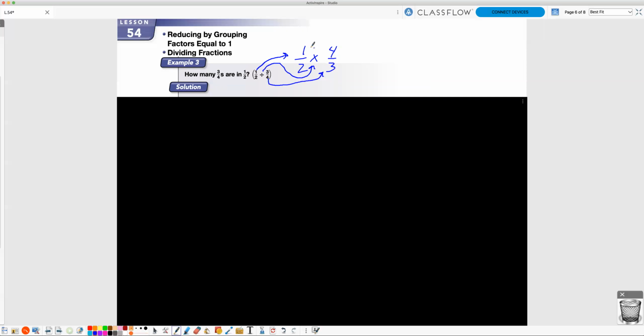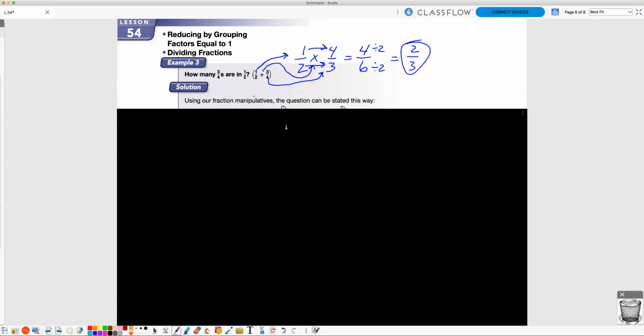So now I just have the numerators times the numerators and the denominators times the denominators, and I'd end up with 4/6, and that reduces because both of those are divisible by 2. This would be reduced to 2/3. So 1/2 divided by 3/4 is 2/3.